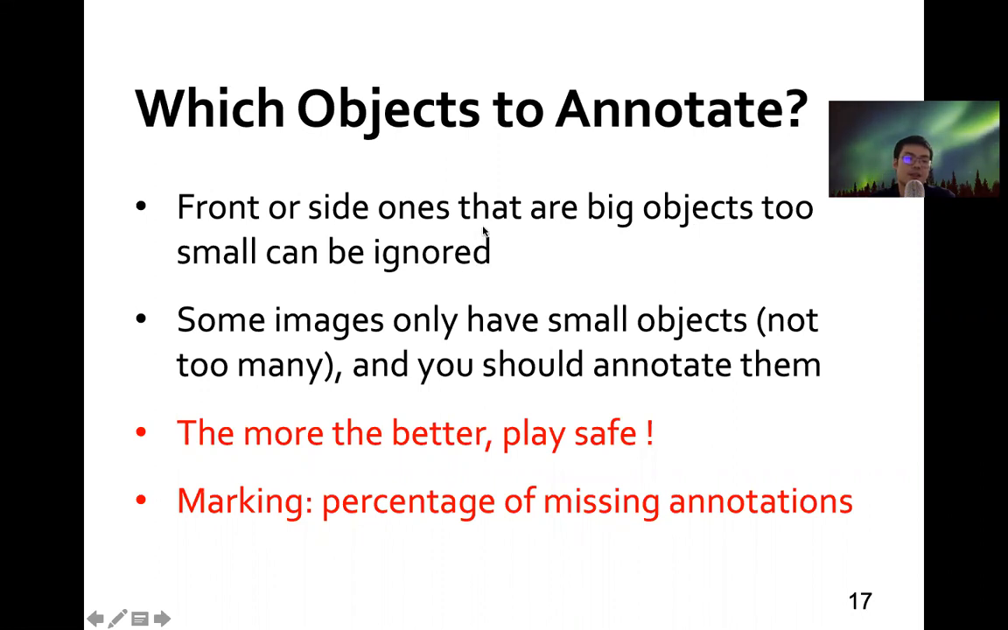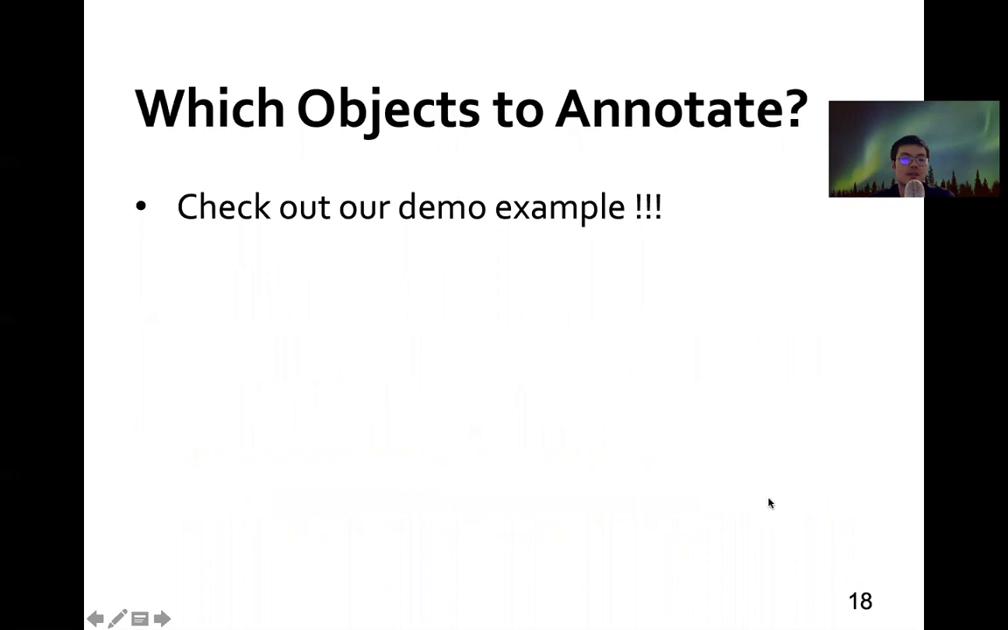Okay, so front side, especially front side, and too small objects cannot be loaded. Okay, usually big objects. Okay, not too small. On front, then you do that. Okay, and the more the better. Okay, but we will count the missing annotations you have, and we will cancel it. Okay, and check out our demo example.